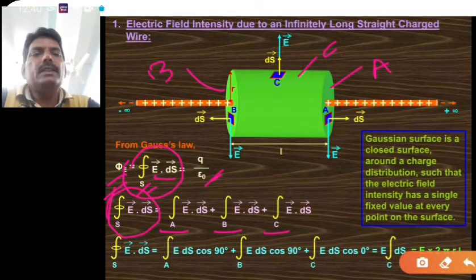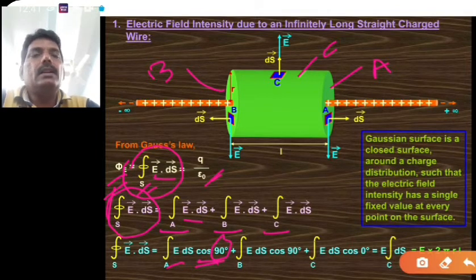So I have divided this closed surface into three parts, A, B, C, and I will take the integral over that surface. So E dot ds is nothing but E ds cos theta. For the surface A, E ds cos 90. Now what is this cos 90, or how have you got this 90?